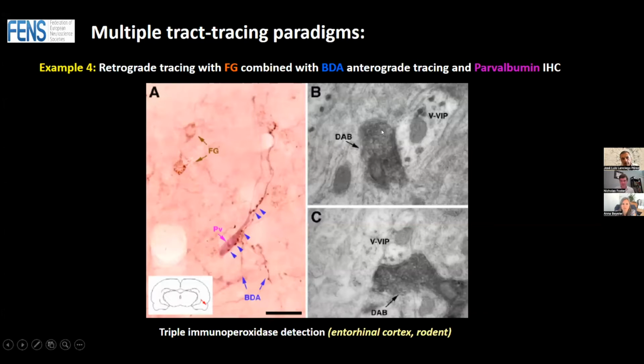Here you have axons labeled with BDA. This is the typical flocculent precipitate of DAB at the ultrastructural level. These axons are making a synapse onto the dendrites of parvalbumin positive neurons. And this type of granules is the typical ultrastructural correlate of the chromogen that is called VIP.